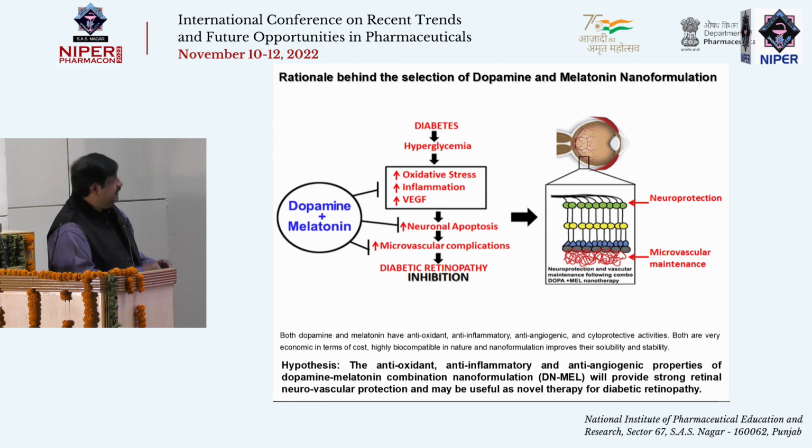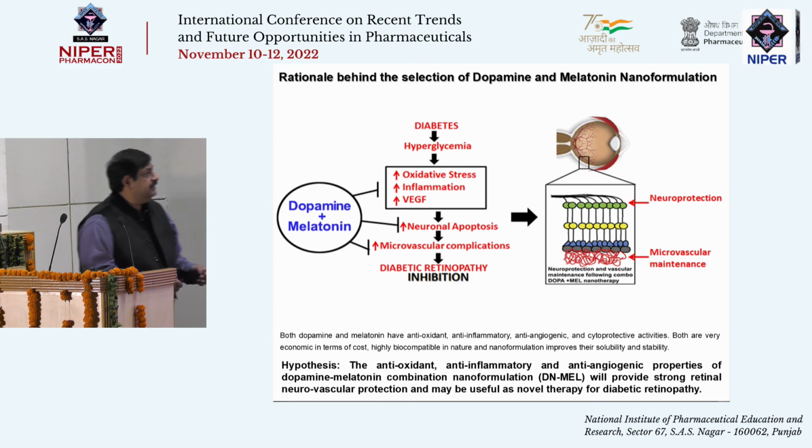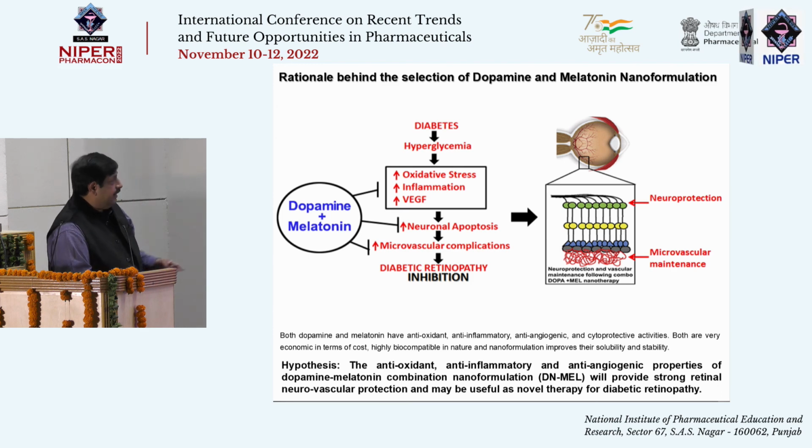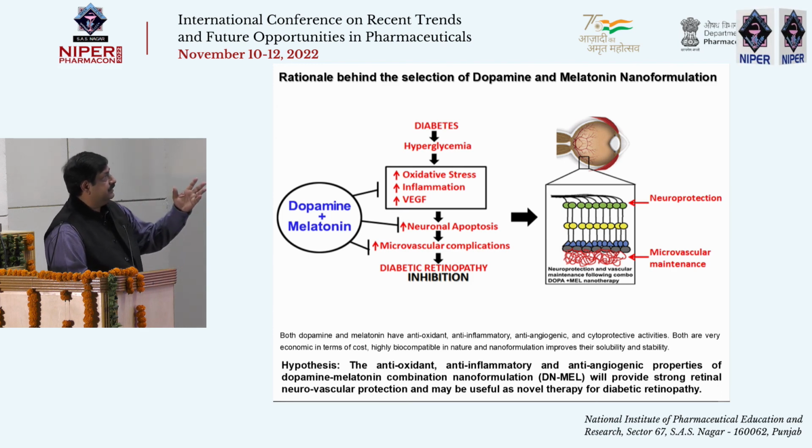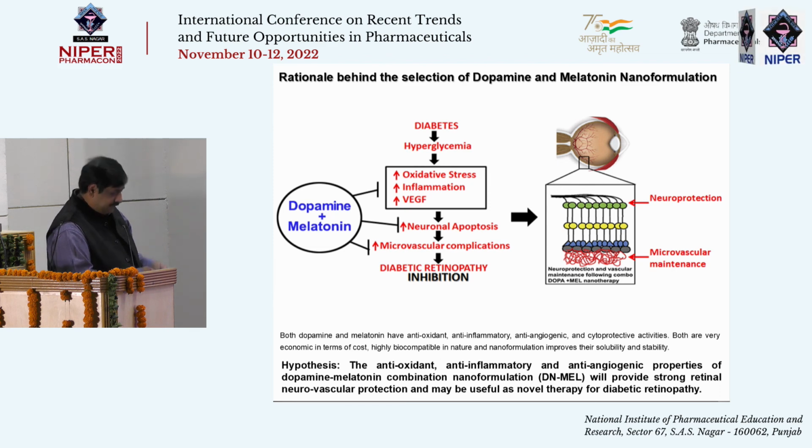Dopamine and melatonin both have anti-oxidative, anti-inflammatory, and anti-VEGF activity. So why not try to develop a therapy? So this is our model, and this is our hypothesis. Based upon this property, we have tested against this diabetic retinopathy model.